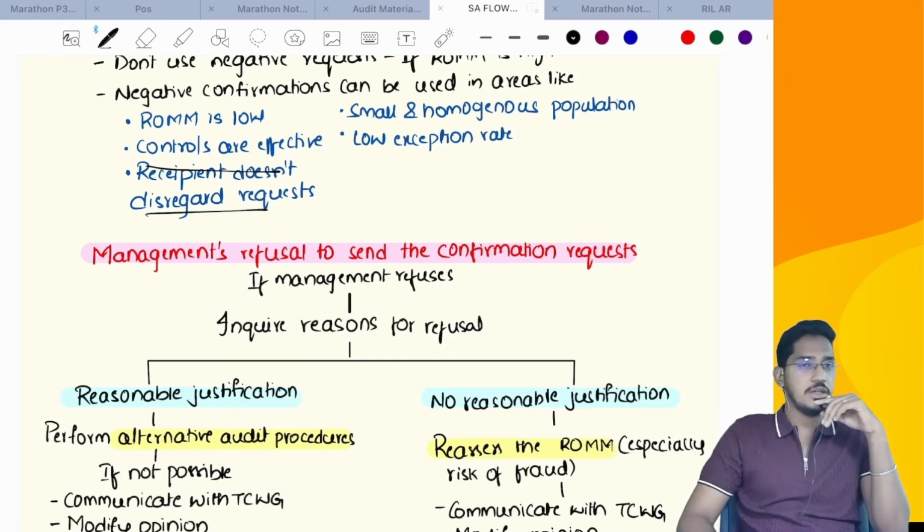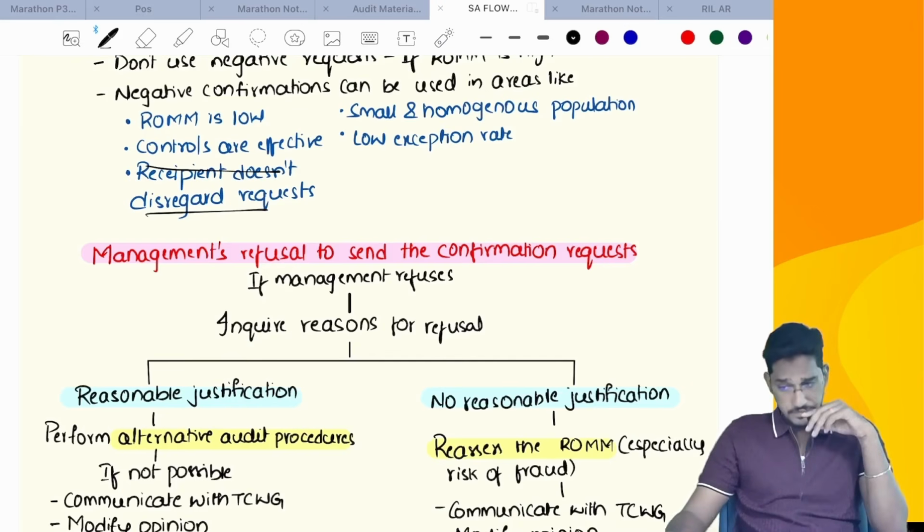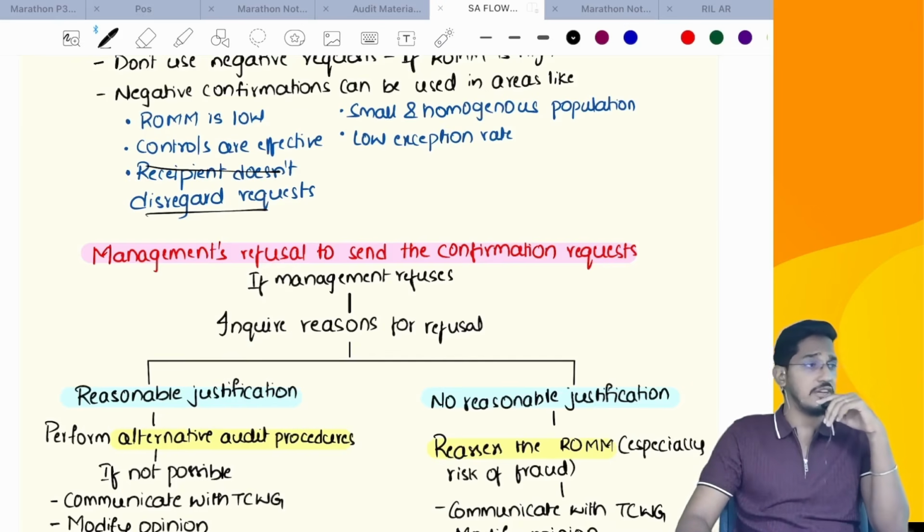So you go to the management and say, sir, I want to send confirmation request to your creditor. I need his details. I need his email account. Then the management says, no, we will not share with you the details, or they request, sir, please don't send the confirmation request. Then what should you do?